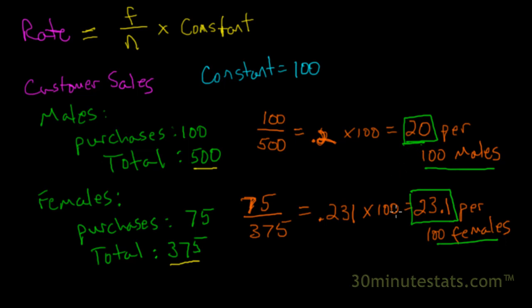And so this is one example of creating a rate to standardize the frequency of events to a constant population size or sample size.